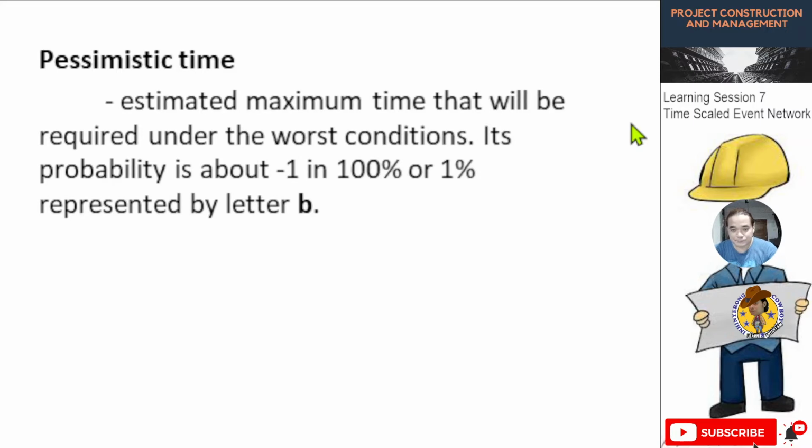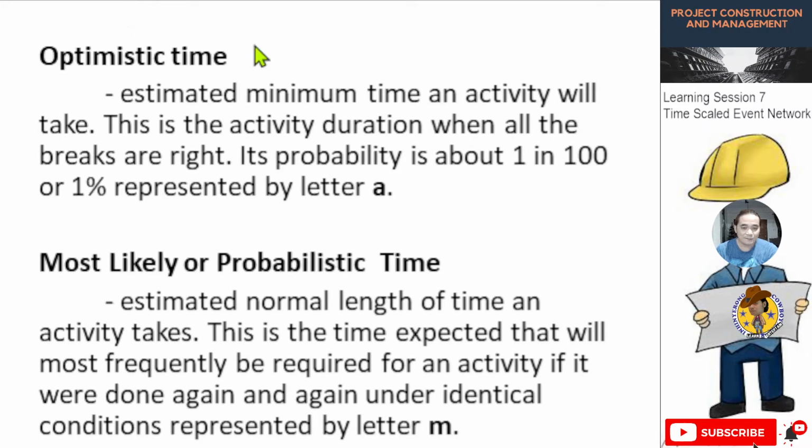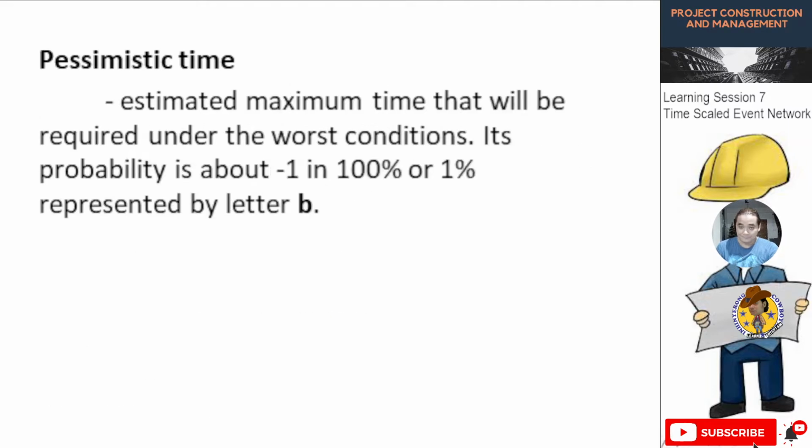Pessimistic time is defined as the estimated maximum time that will be required under the worst conditions. Its probability is about 1 in 100 or 1%, represented by letter B. So pessimistic time is denoted by letter B. Let's review: optimistic is denoted by A, probabilistic M, then pessimistic time is letter B.